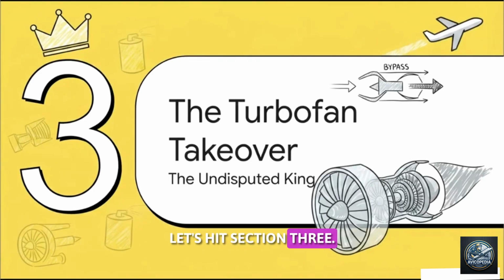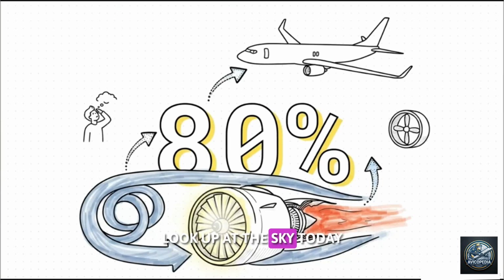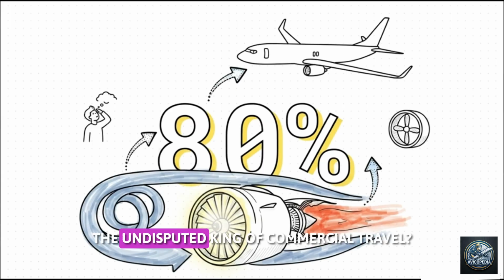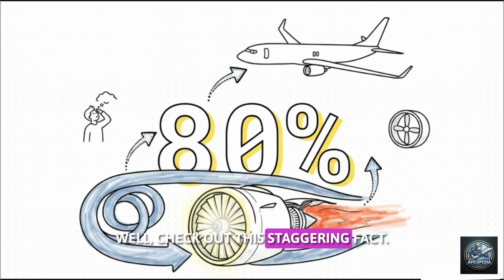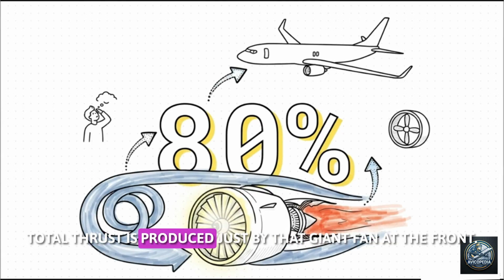Let's hit Section 3, the turbofan takeover, the undisputed king. Look up at the sky today, and you really have to ask yourself, why do almost all modern airliners specifically use the turbofan engine? Like, what makes it the undisputed king of commercial travel? Well, check out this staggering fact. A massive 80% of a turbofan engine's total thrust is produced just by that giant fan at the front.